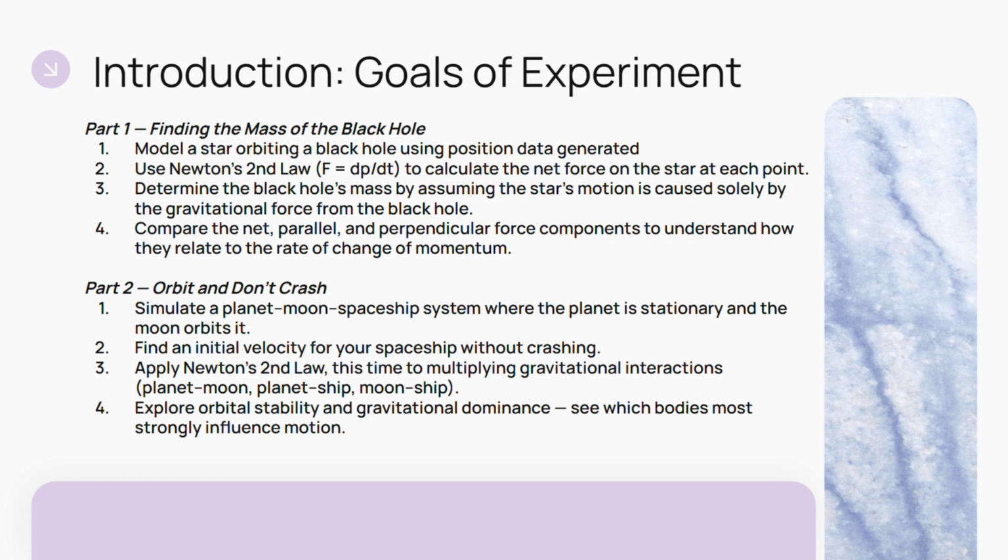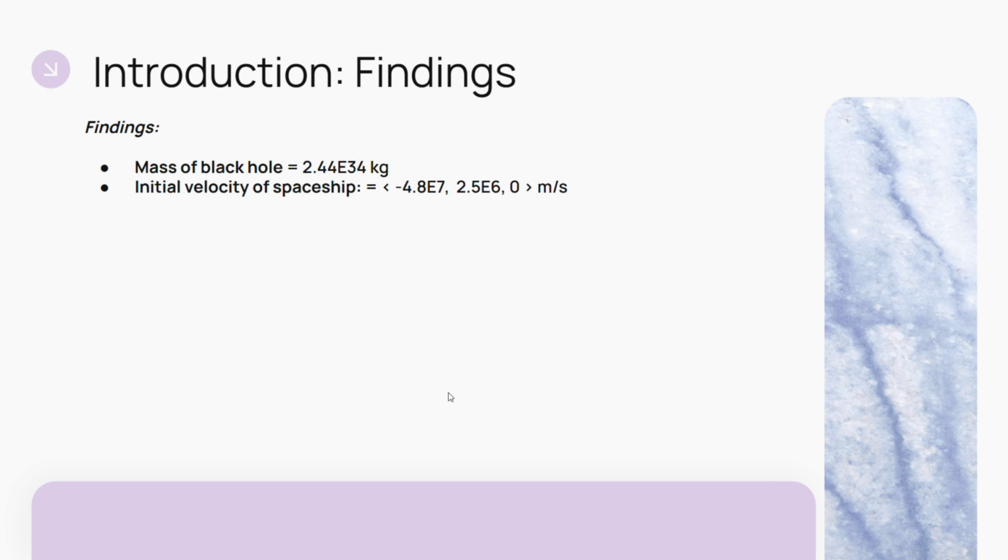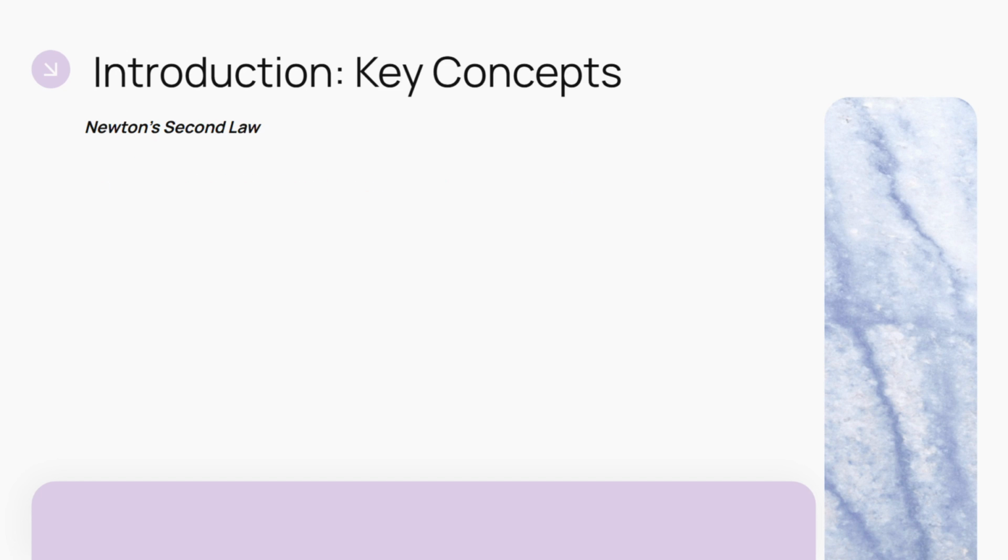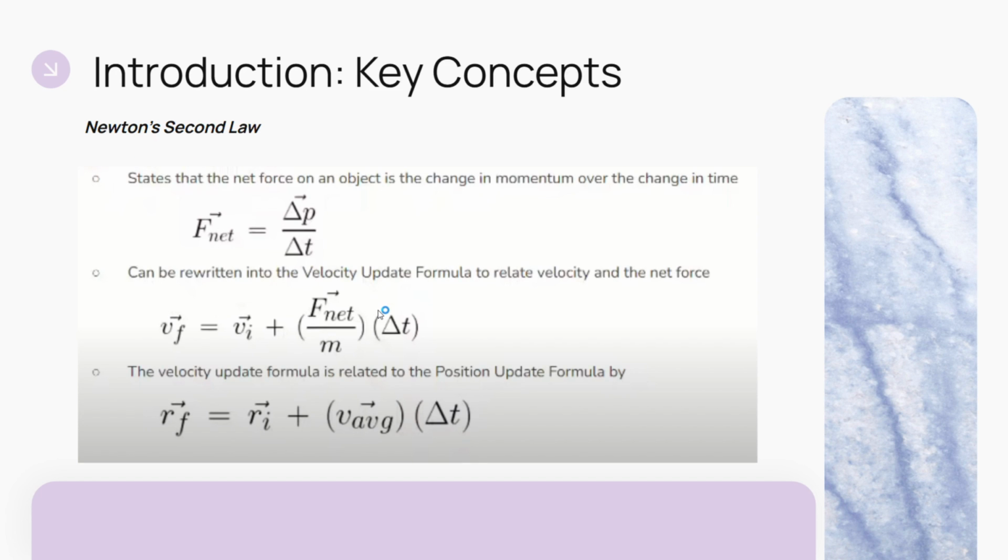For the findings, the mass of the black hole is 2.44 E3 kg, and the initial velocity of the spaceship is negative 4.8 E7, 2.5 E6, 0 in meters per second. The key concepts: F net equals change in momentum over change in time. This can be written into the velocity update formula, and then the velocity update formula is related to the position update formula.